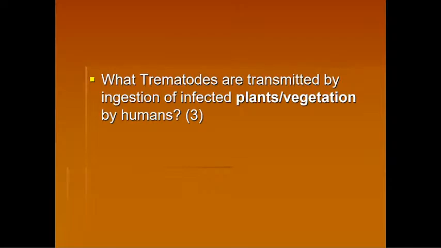Kaloka ka talaga. Alright, now, plants and vegetation can transmit what trematodes? There are 3. All right. Fasciola hepatica, Fasciolopsis buski, or Fasciola gigantica. Okay? Ano nga ulit? Paki-pronounce nga for me ulit, Maria Cristina. Pakibasa nga sa akin.